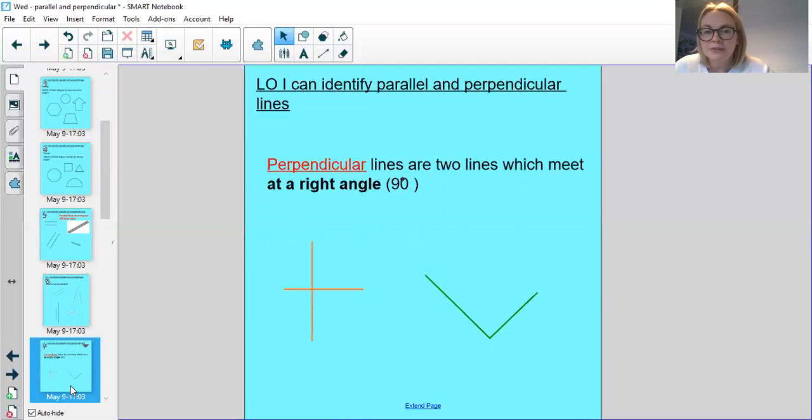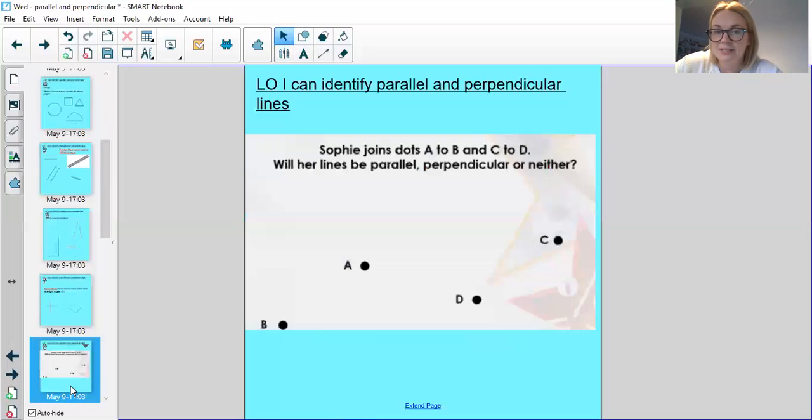Now, the orange lines, they're crossing over. They're meeting at, in fact, 4 right angles around the middle, aren't they? So again, they are perpendicular lines.